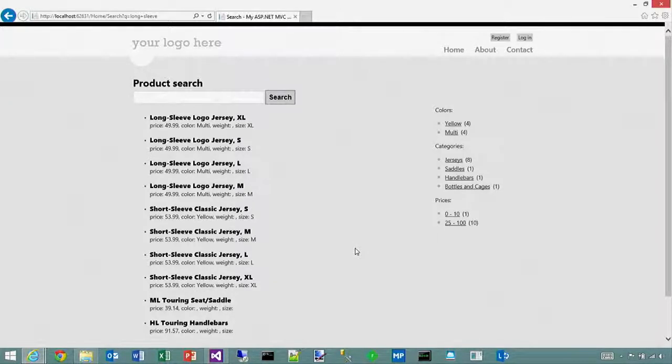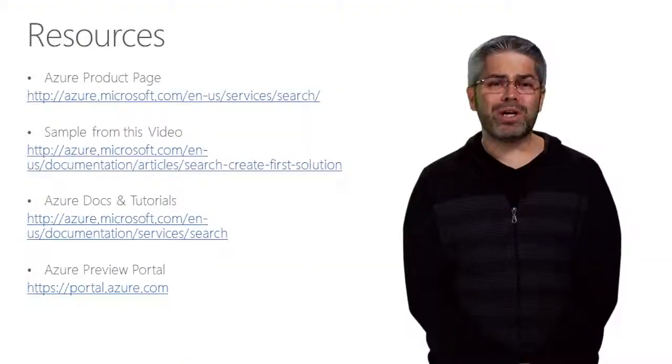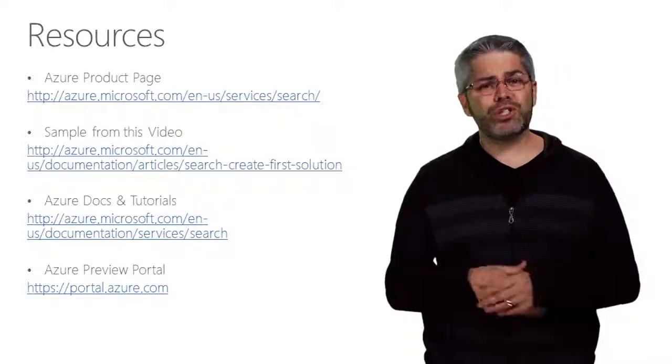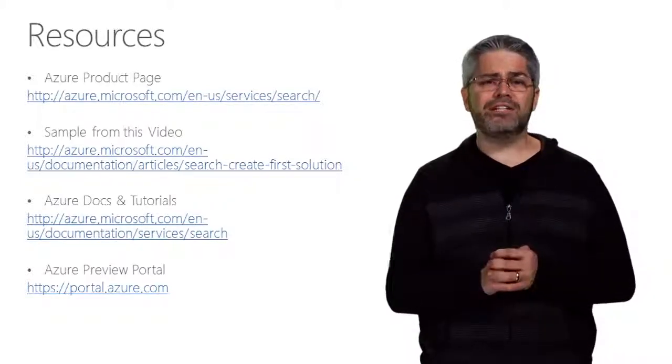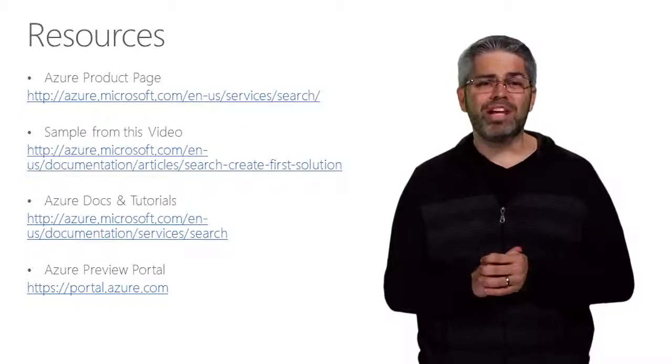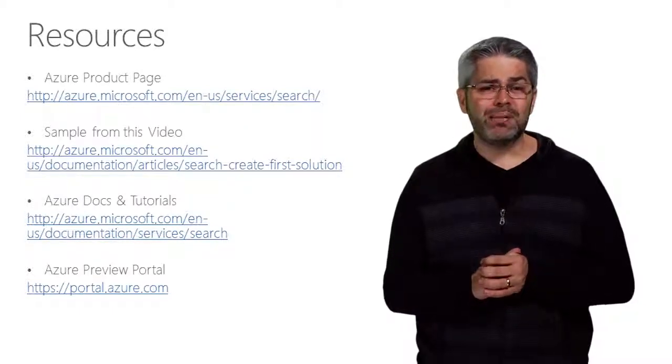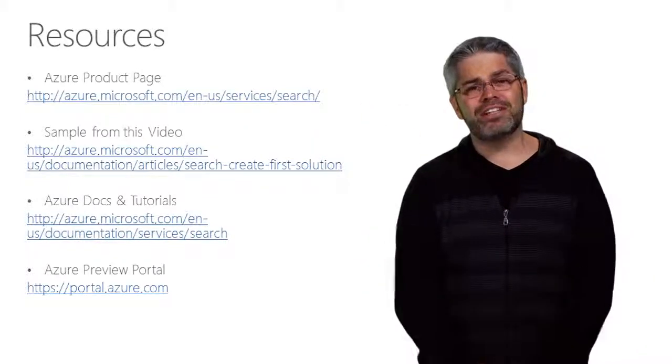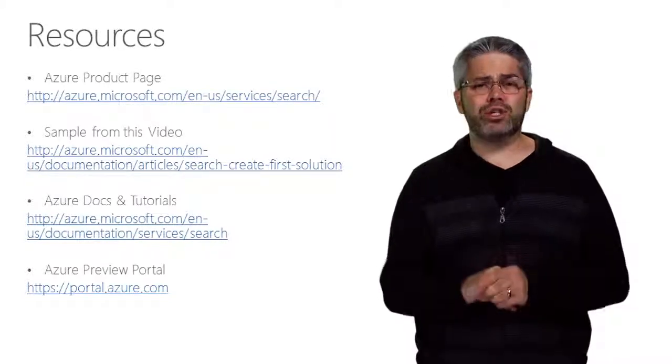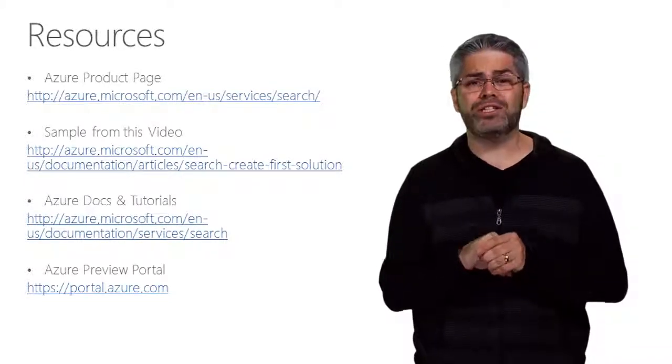So hopefully that's given you an idea of how to use Azure Search Service and integrate it into your Visual Studio application. I want to leave you with a few resources. The Azure product page gives you a lot of detailed information on the service. Also, if you'd like to see the code used in this video, please visit the second link on this page. Finally, please visit the Azure Preview portal to get started using Azure Search.